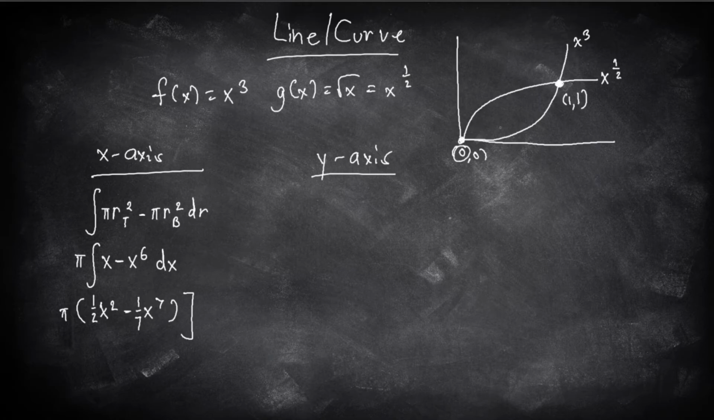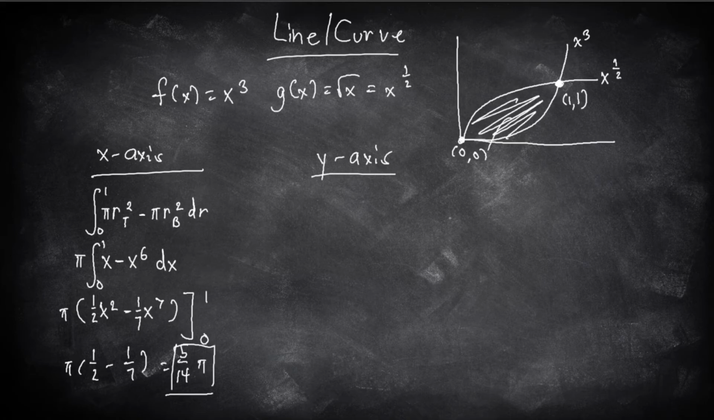So our x is from 0 to 1. Now we plug in 0 to either of these two terms, it's going to come out as 0, so don't worry about it. We plug in 1 here, that's 1/2 minus 1/5 multiplied by pi. So that's 5 over 10 minus 2 over 10, so that's 3 over 10 times your pi. And that is the volume of this revolved around your x-axis.